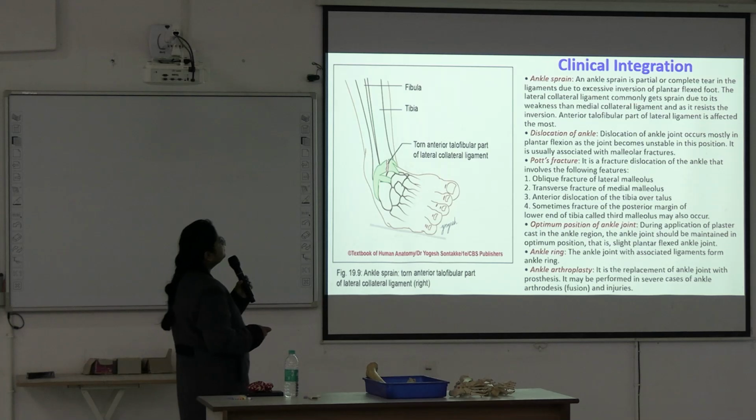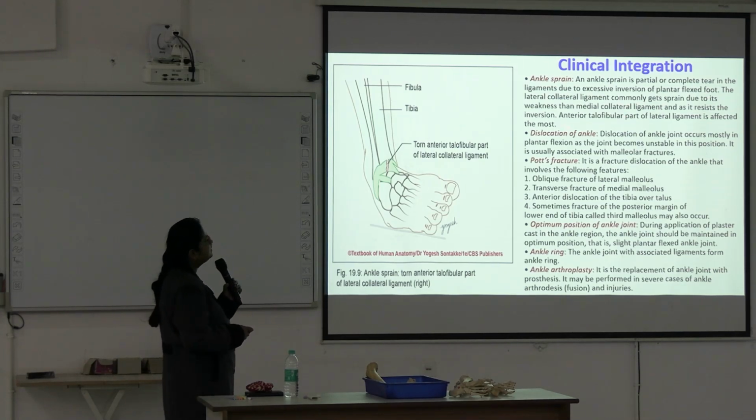Due to excessive inversion of the plantarflexed foot, the lateral collateral ligament commonly gets sprained because of its weakness compared with the medial collateral ligament, and as it resists inversion. The talofibular part of the lateral collateral ligament is torn. The anterior talofibular part of the lateral ligament is affected most commonly.